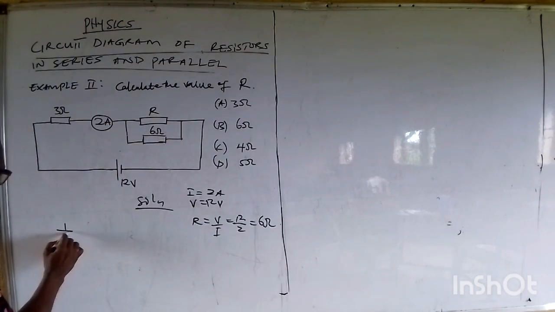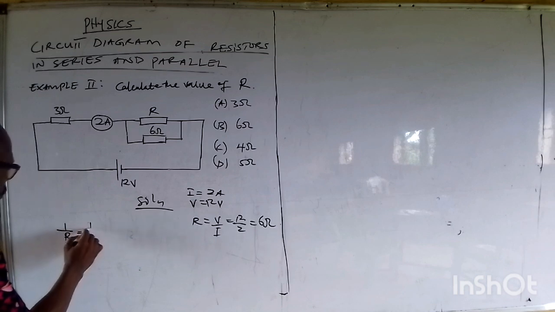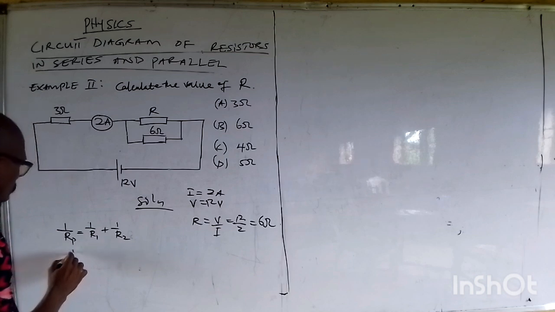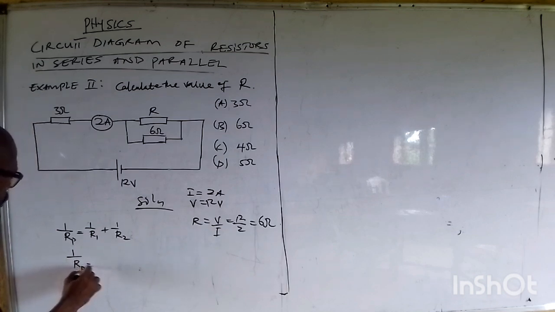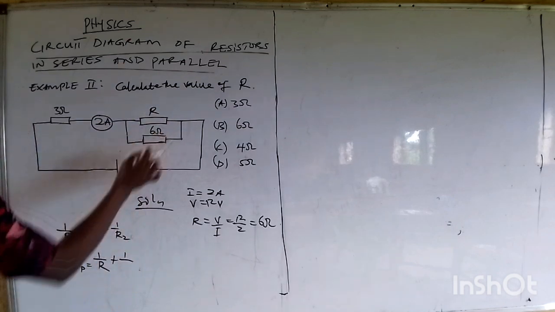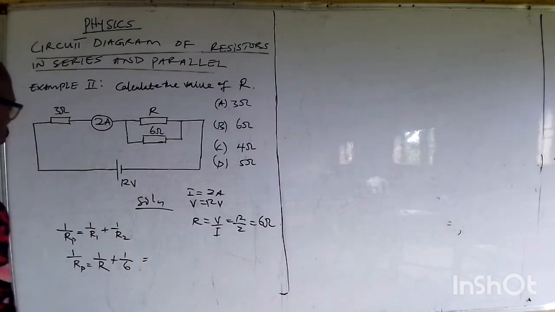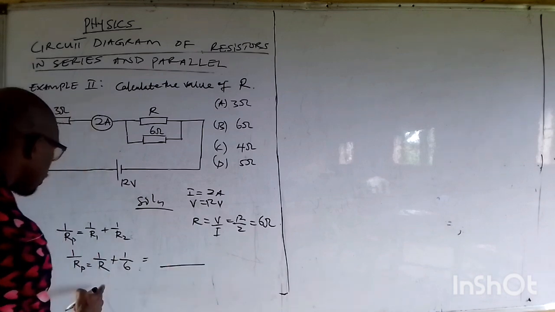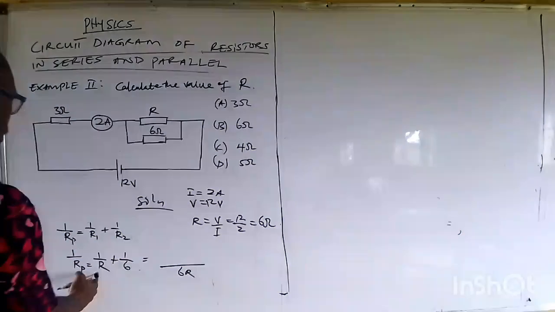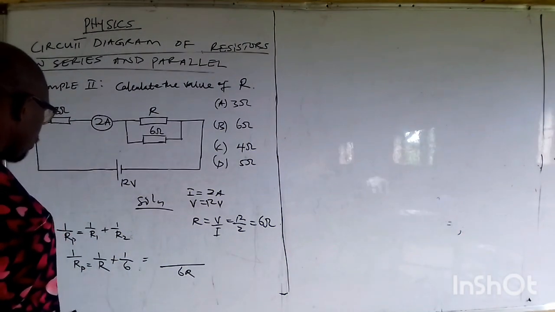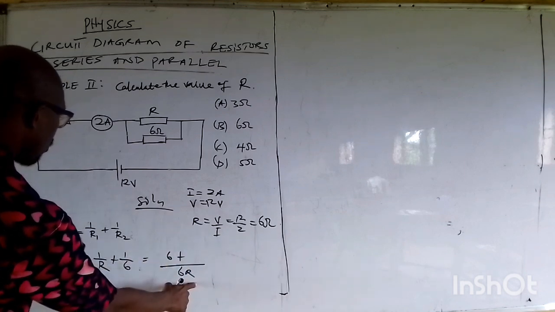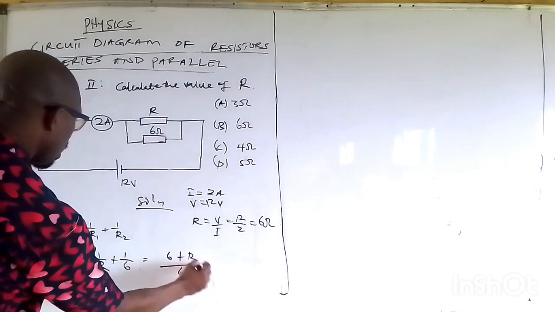If we resolve the one in parallel, we have 1 over R parallel is equal to 1 over R1 plus 1 over R2. So 1 over R in parallel will give us 1 over R plus 1 over 6, which will give us the LCM of R and 6 is 6R. Now R divide 6R will give us 6. 6 times 1, 6 plus 6 divide this will give us R. R times 1 is R.